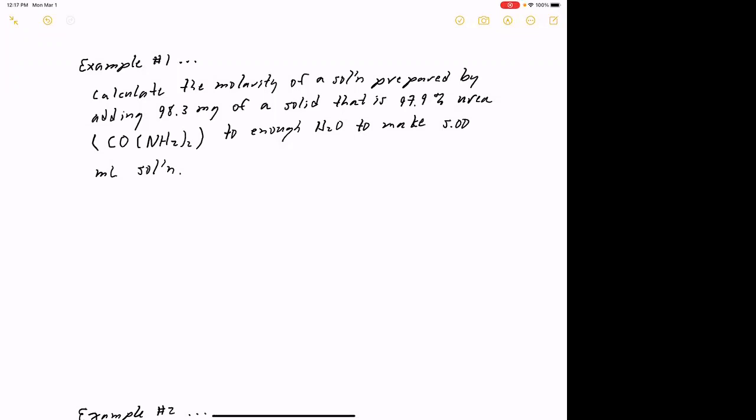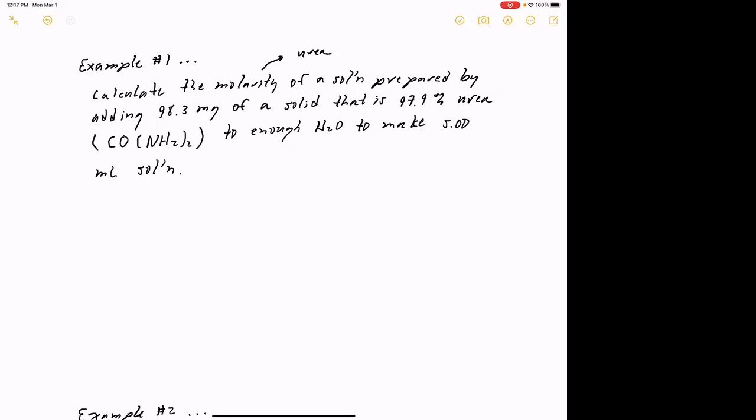I'm going to dump enough of that, the 98.3 milligrams of the solid, into enough water to make 5 milliliters of solution. For example, I could do this in a 5 milliliter volumetric flask. And I want to know the molarity of the solution. When I talk about the molarity here, I'm really talking about the molarity of the urea, because that's actually my solute. So how would we go about setting this up?